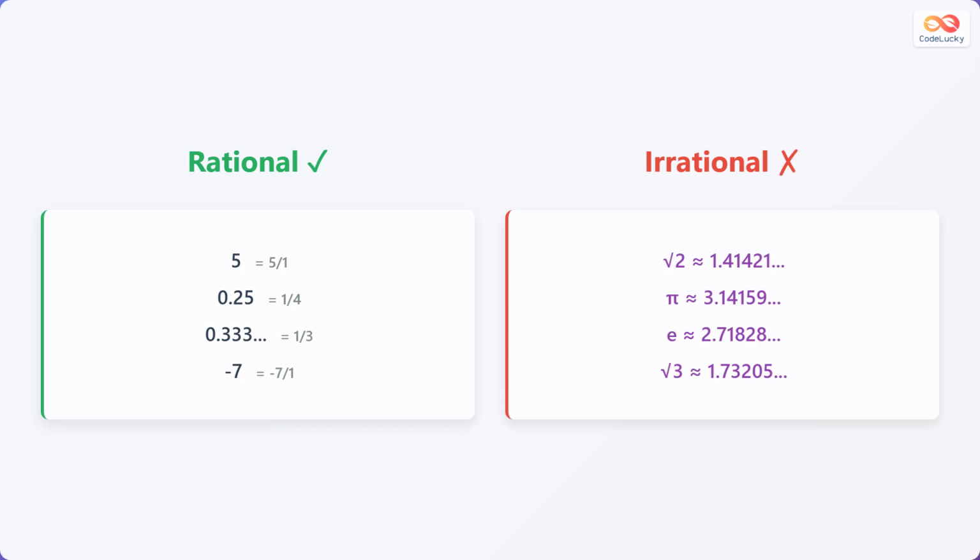On the right, we have irrational numbers like the square root of 2, approximately equal to 1.41421, and so on, pi approximately equal to 3.14159, and so on, e approximately equal to 2.71828, and so on, and the square root of 3 approximately equal to 1.73205, and so on. Notice how irrational numbers have non-repeating, non-terminating decimal expansions.